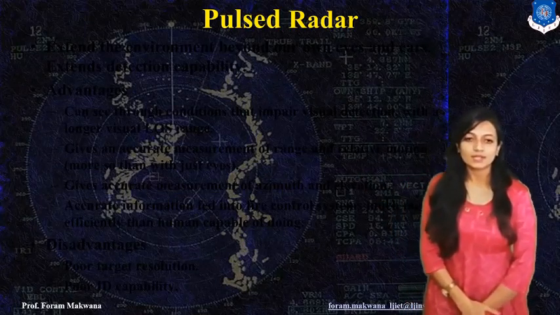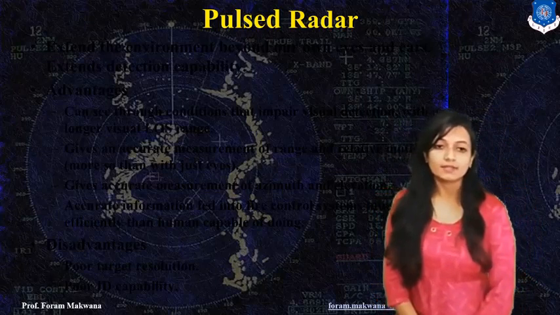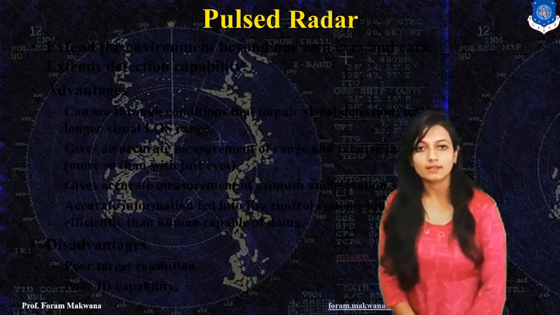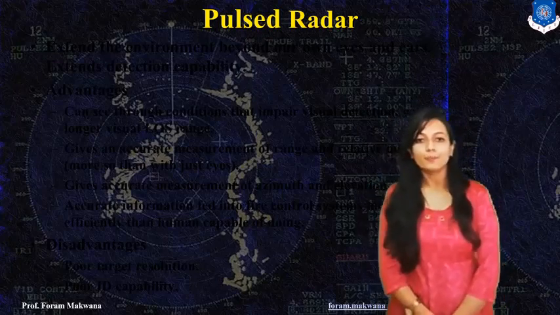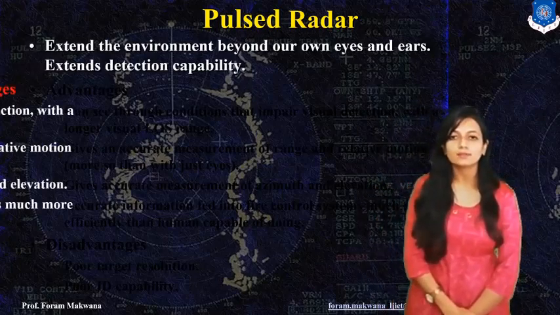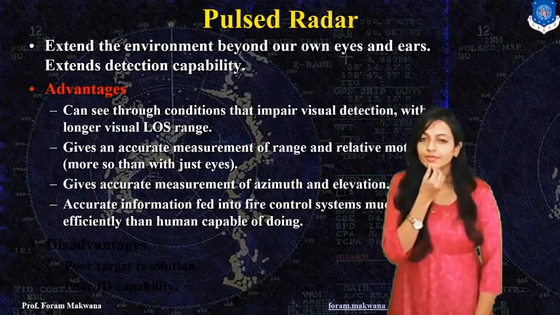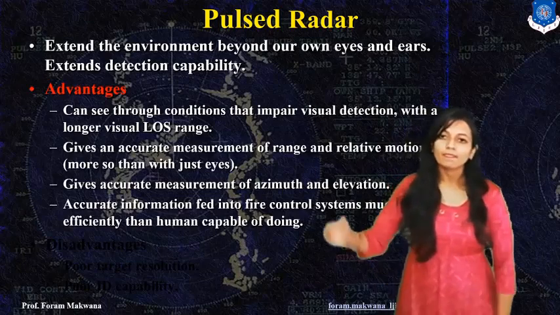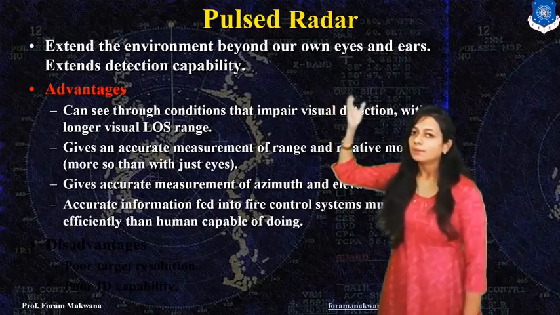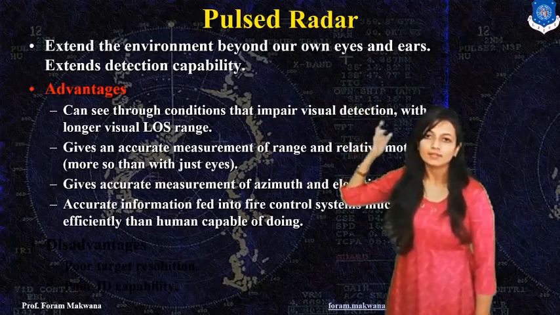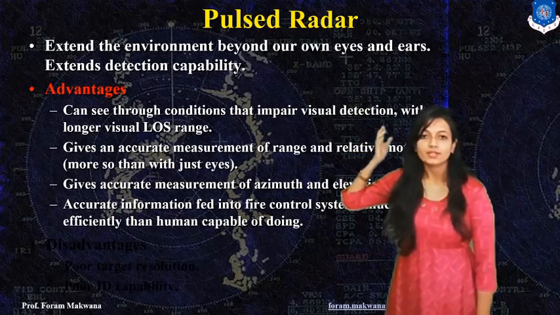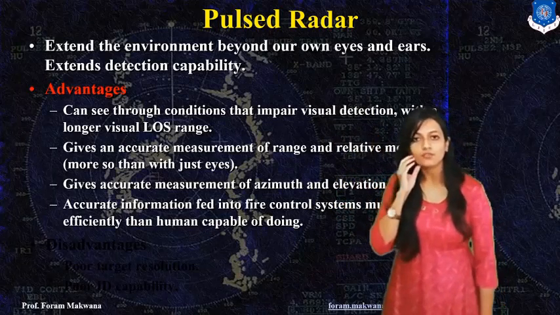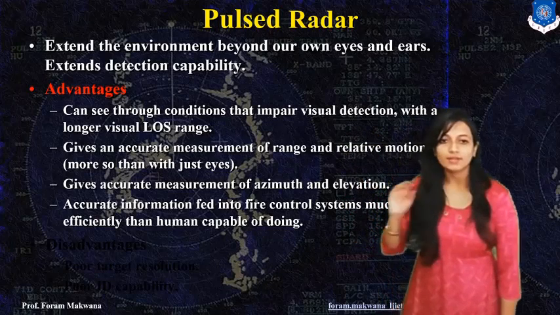Now what is pulse radar? So the pulse radar is, we can say, if you want to transmit a signal in the form of pulses, then the radar is known as the pulse radar. Right? So what is the function of it? It extends the environment beyond our own eyes and ears. So it extends the detection capability of radar. Right?